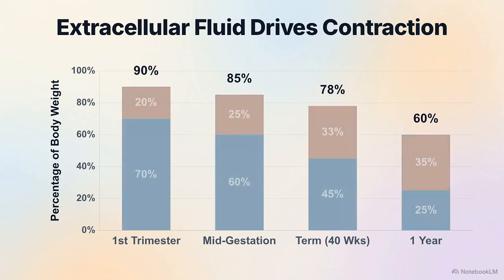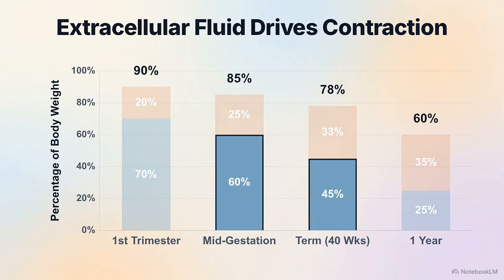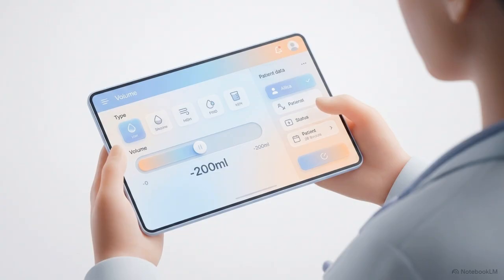We divide this total body water into two compartments: intracellular water inside the cells and extracellular water in the plasma and interstitial spaces. The overall reduction in body water as the infant matures is driven specifically by the contraction of the extracellular compartment, which drops from 60% of body weight to just 45% at term. Factoring in this programmed shedding of extracellular water is the prerequisite for calculating any neonatal fluid order.